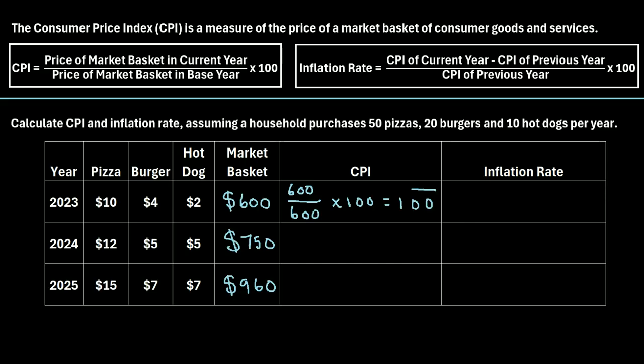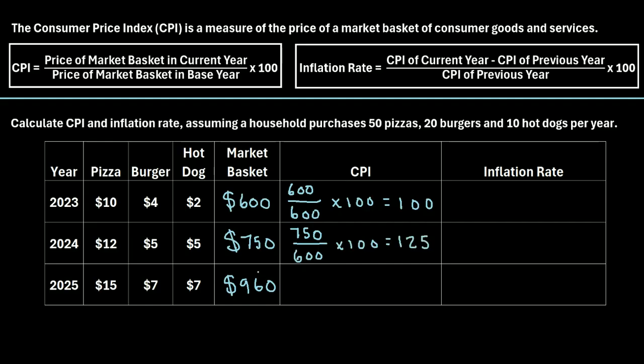And what we'll notice is that the CPI in the base year is always 100. That's because the market basket in the current year is simply equal to the market basket in the base year. So these 2 values are the same, and this will always be 1 times 100 in the base year. Now the CPI for 2024 will be the market basket of the current year, so 750, divided by the market basket in the base year, so 600. And then we multiply that by 100. And that comes out to 125.